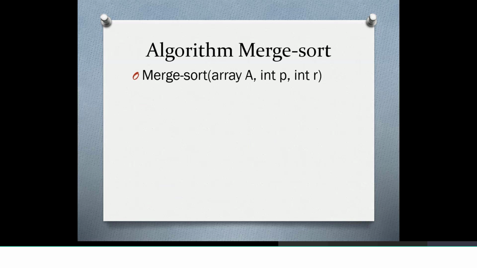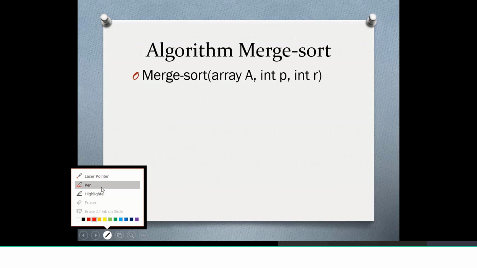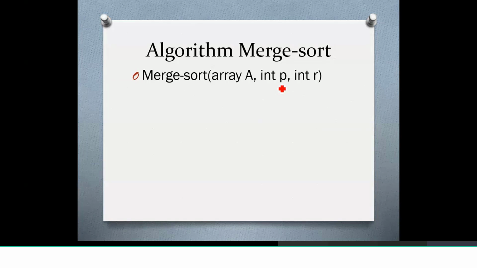We have also covered the algorithm of MergeSort. Here we have received an array and the starting index of the array, which is referred to as P, and the ending index of the array, which is referred to as R. We check whether P is less than R, and if it is true, we divide the array into half. This half is referred to as Q.